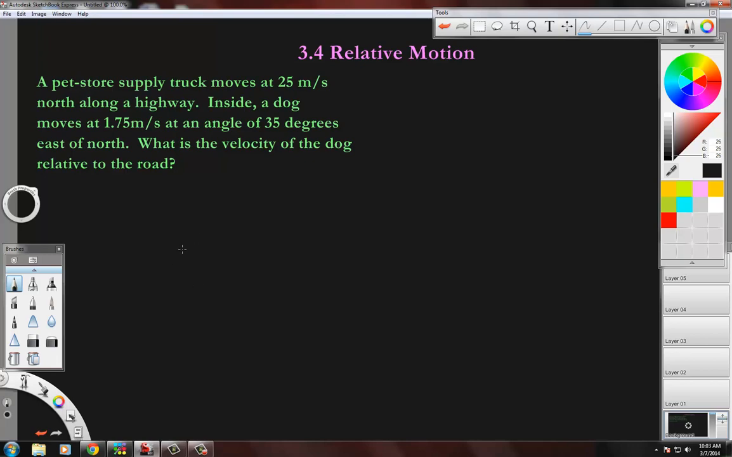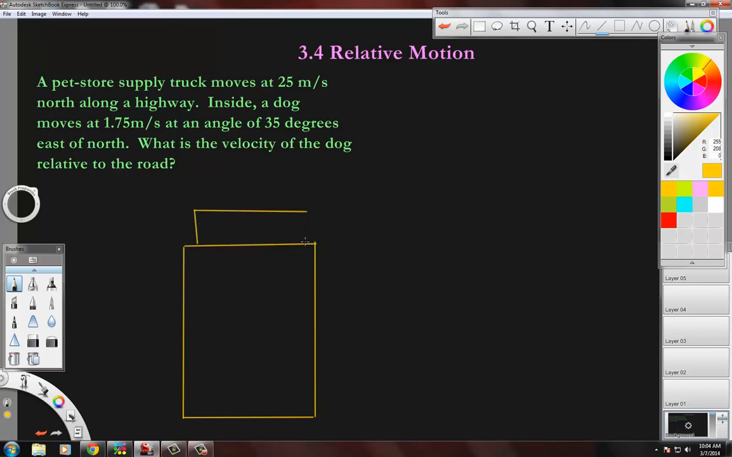All right, so we got a supply truck. I'm going to make my supply truck gigantic and gold. Okay, so here's the top view of the back part, I guess, of my supply truck. And it is going down the highway at a speed of 25 meters per second. So it's going, we'll call that north, down a highway.